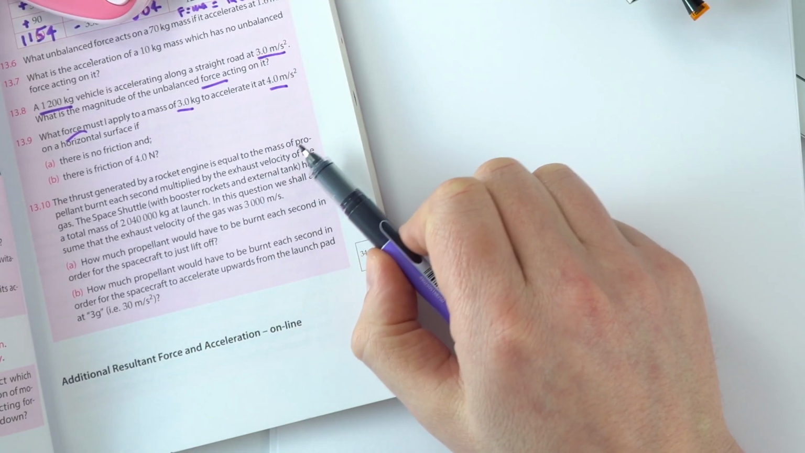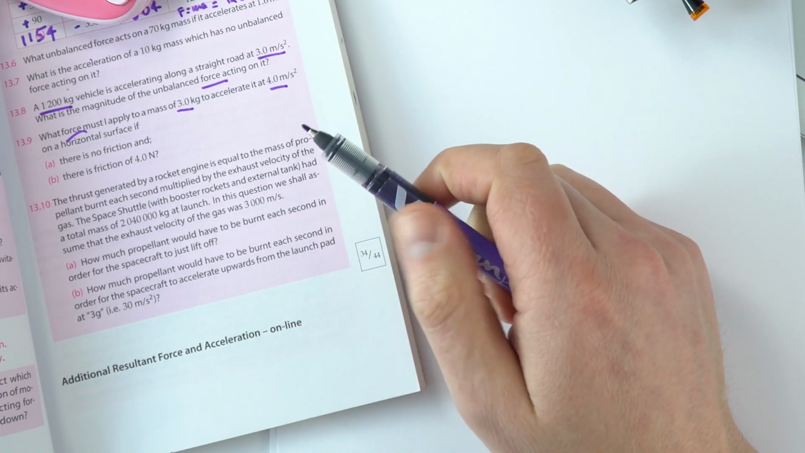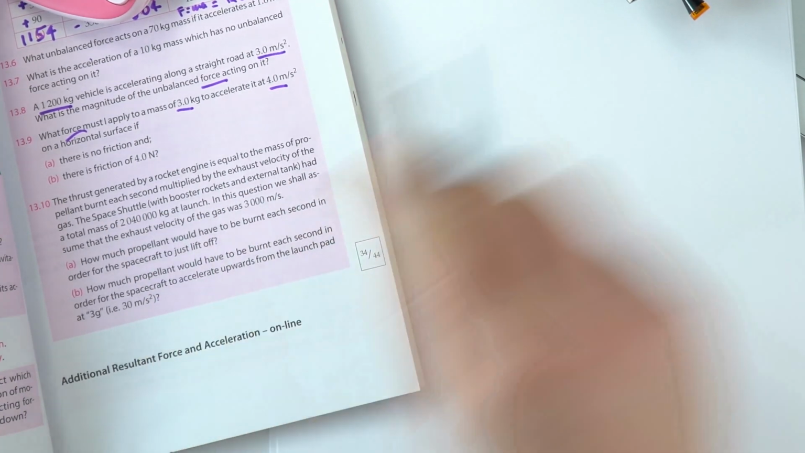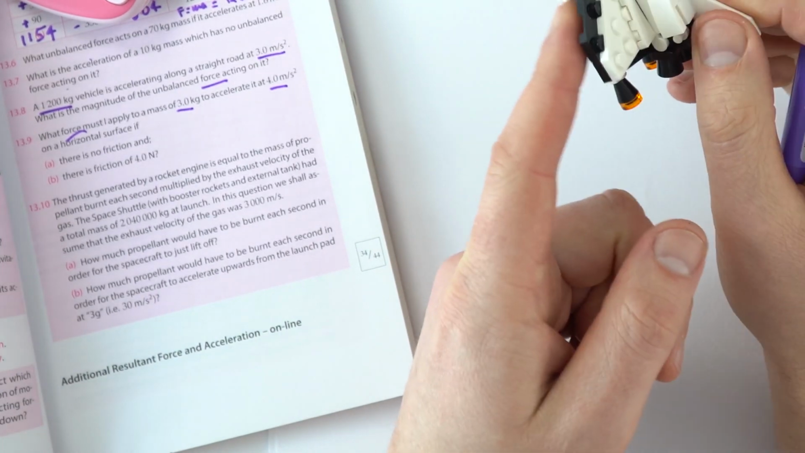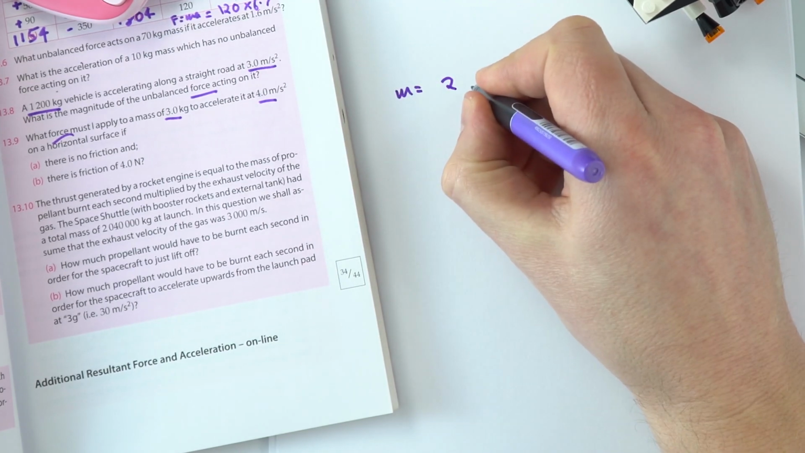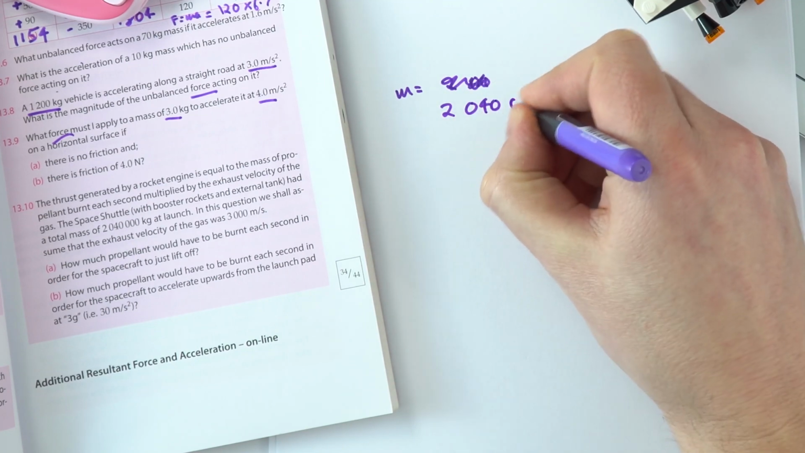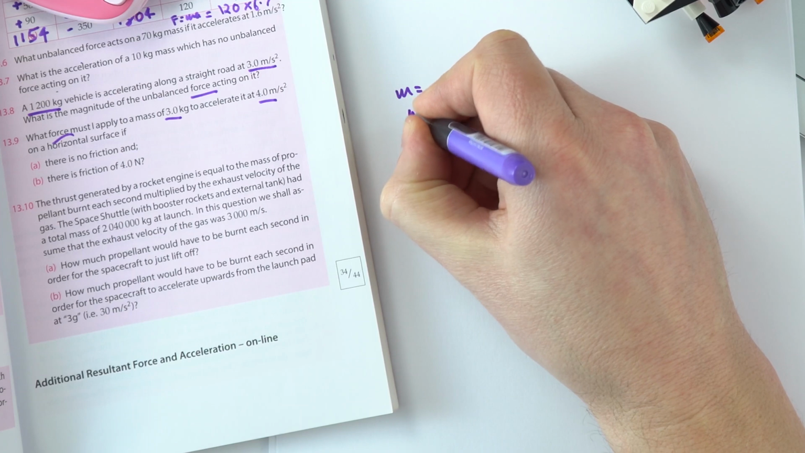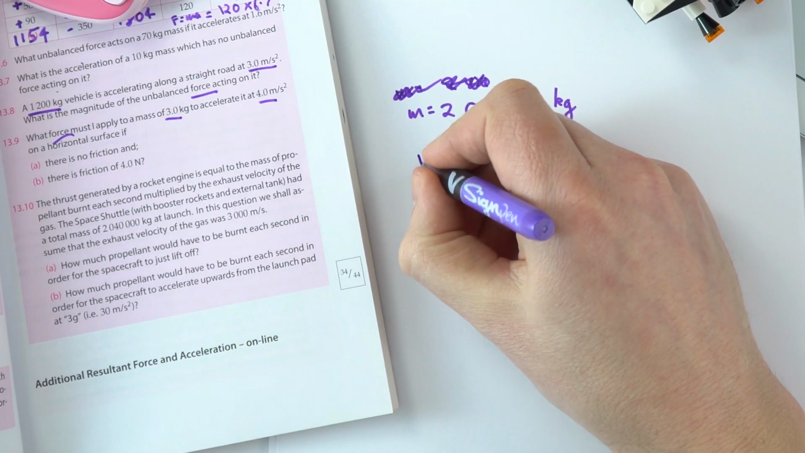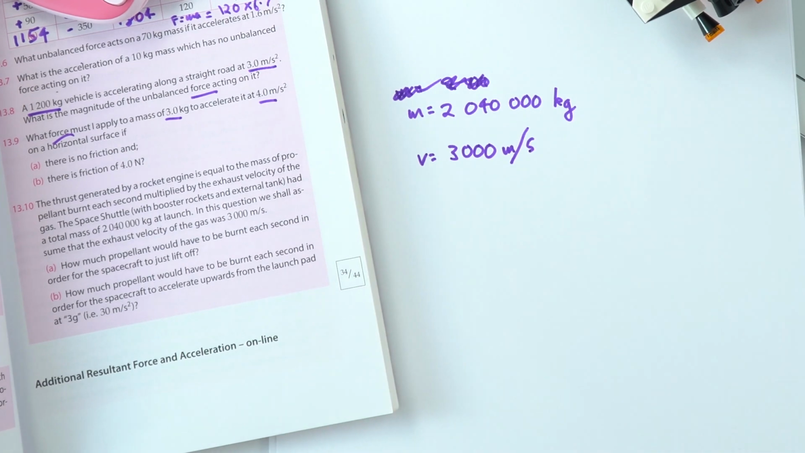It's equal to the mass of the propellant burnt by the exhaust velocity. Okay. So I'm just going to write some data down. The space shuttle, with its booster rockets and its external tanks here, had a total mass. So the total mass was equal to 2,040,000 kilograms. Okay, so that's its mass to begin with. The exhaust velocity of the gases was 3,000 meters per second. I didn't know that. That seems pretty quick.